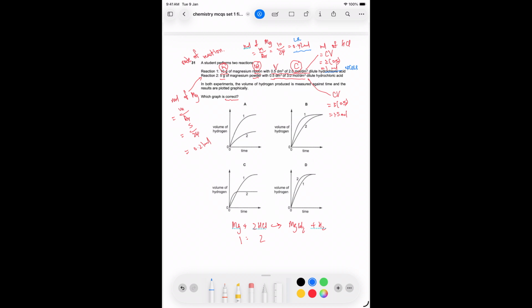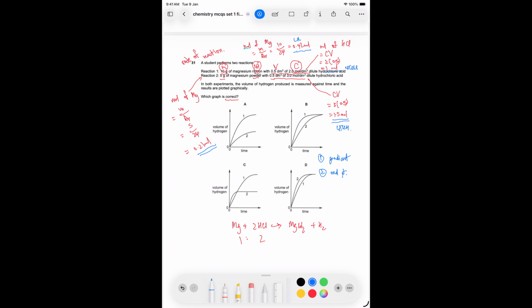Okay, then what about reaction 2? Reaction 2, you have 0.21 mole compared to 1.5 mole. So in reaction 2, your acid will also be in excess. Alright, then now come to the next part, rate of reaction. For this kind of graph question, you must know there are two things. First, you must know the gradient of your graph. Second is the endpoint, meaning the final volume of the gas produced.